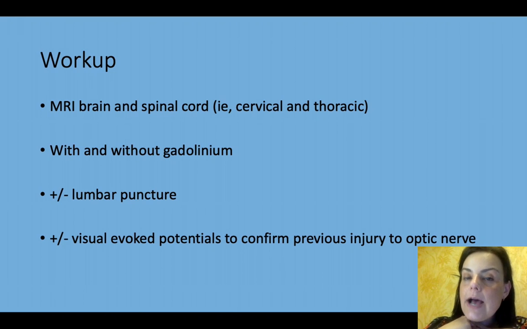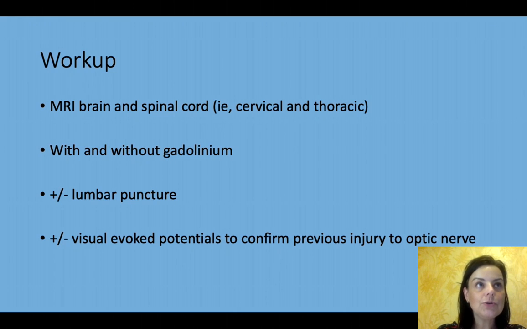We're going to give contrast. So you remember, a couple of times I've probably told you, there are 3 circumstances where you're sure you're going to want to give contrast. One is when you're worried about malignancy, one is when you're worried about infection, and then the other is when you're worried about inflammation. And that's what MS is and these related diseases.